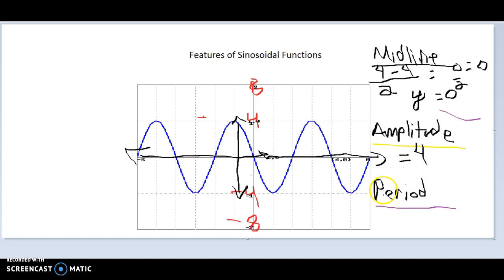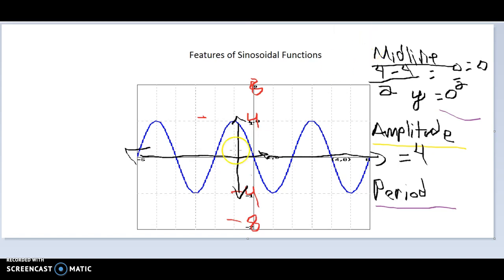Perfect. So the period is going to be the length. The length of the period is the distance between a point of the function which lies on the midline and another point in the same place on the function going in the exact same direction. This one is a little bit trickier, definitely.